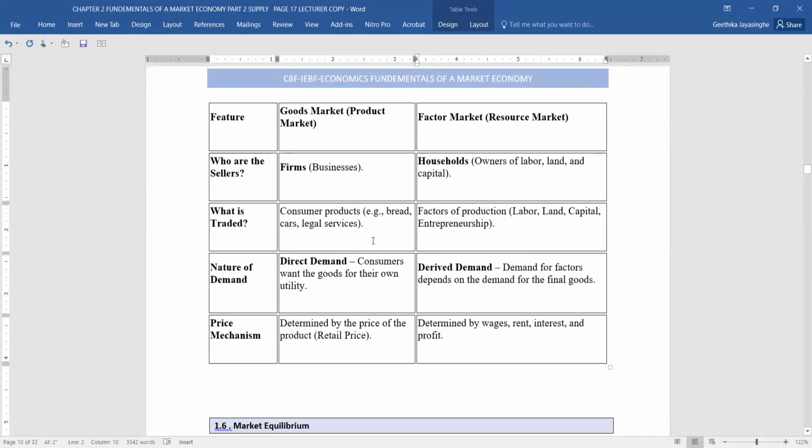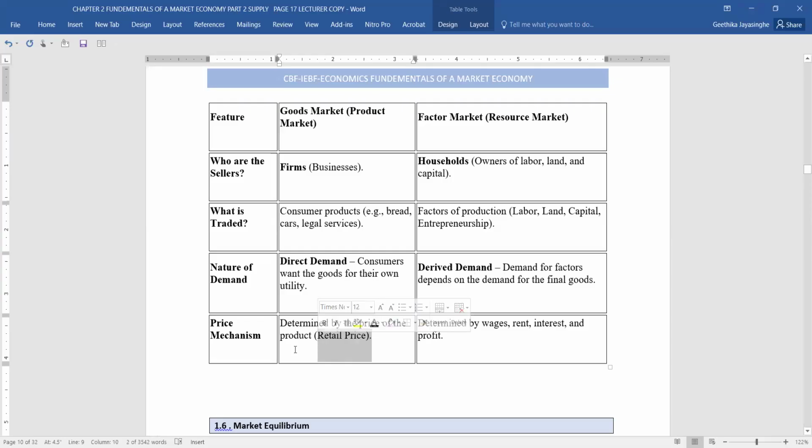Right. What is traded? Basic consumption items, bread, cars, legal services, and many more. And here what you sell is the things required to produce all that, or factors. Here there's a direct demand, because you are buying the completed item. And for this, you are buying items which are required to produce another item. So it's a derived demand.